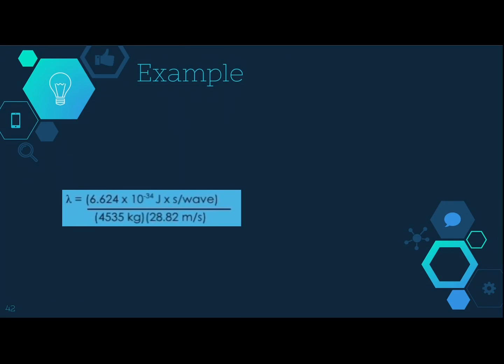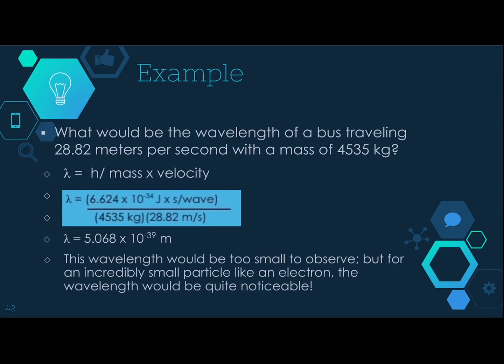So I have another example for you, if I can get it to pull up. What would be the wavelength of a bus traveling 28.82 meters per second with a mass of 4,535 kilograms? So this is already plugged in for you on my slide. I'm just going to use that equation and plug in all my numbers. So I have Planck's constant on the top. On the bottom, I have the mass that's given, and then I have the velocity that's given. This is always given to you in the question. So I'm multiplying those bottom two numbers, and then doing Planck's constant divided by the bottom number. I got wavelength as 5 times 10 to the negative 39 meters. So this is a bus, something that's huge, but the wavelength is so small that we can't actually see it. It's too small to observe.